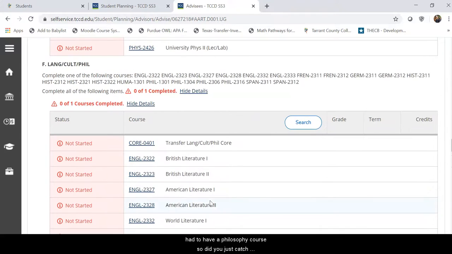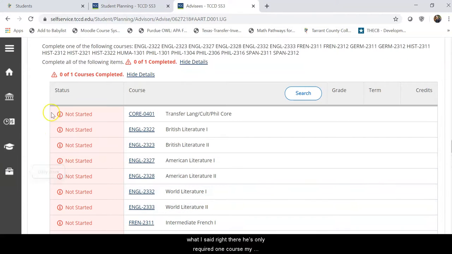So did you just catch what I said right there? TCC only required 1 course. My senior institution, the University of Texas at Austin, in that same category, required 5, which meant I had to plan for 4 additional courses to graduate from the university.